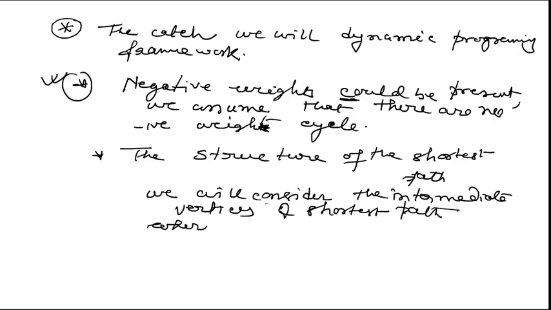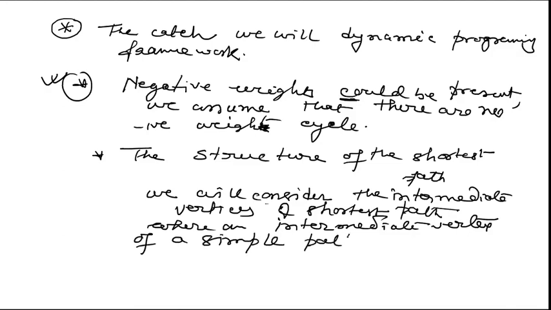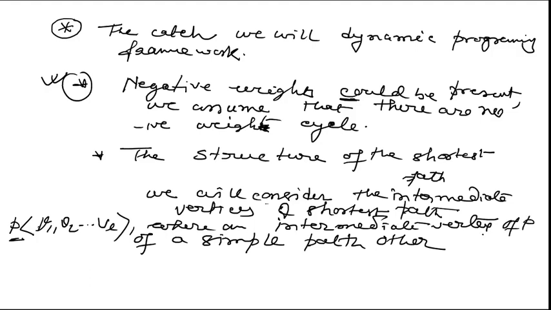wherein intermediate vertex of a simple path other than, so here shortest path P, which is P is nothing but V1, V2 up to VL. This is shortest path P, where an intermediate vertex of P other than V1 or VL, that means starting vertex and ending vertex.